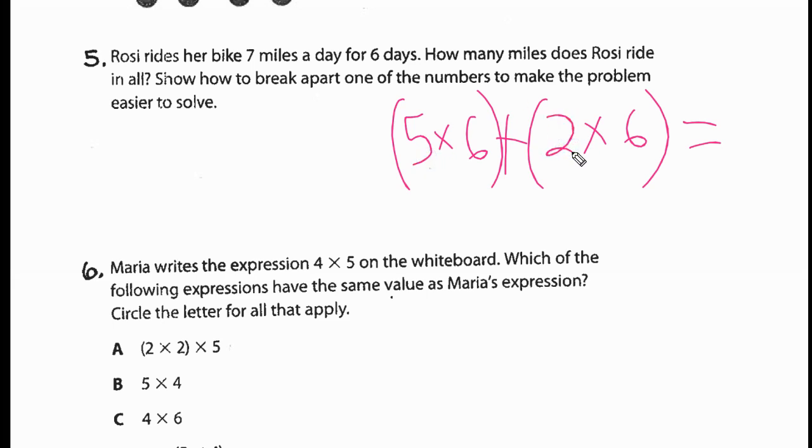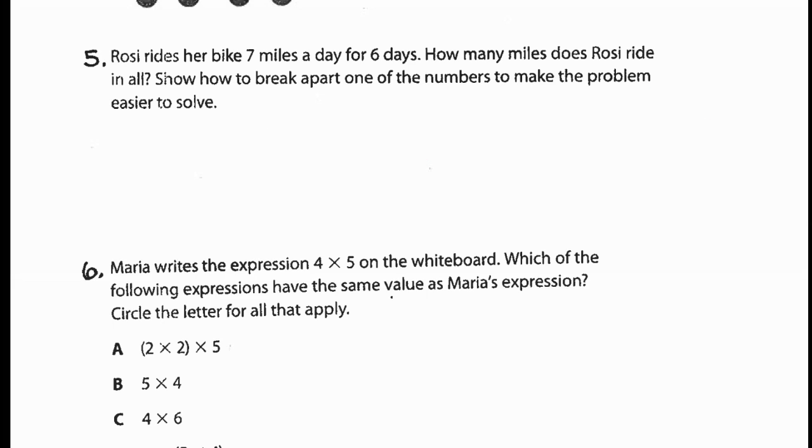5 and 2. Oh, I know what 5 times 6 is. 30, yes. I know what 2 times 6 is. 12. And then I add them together, right? 30 plus 12. And then whatever I have is there. Not 32. No. Yes, that would be it.